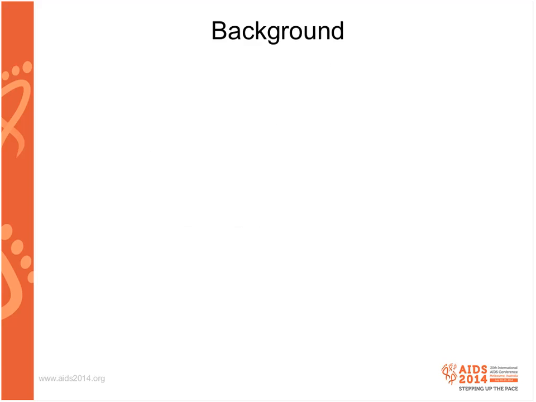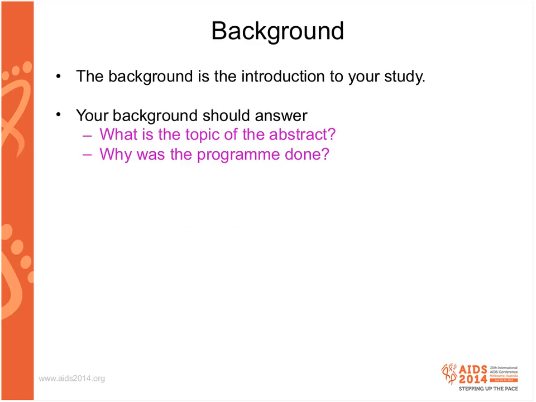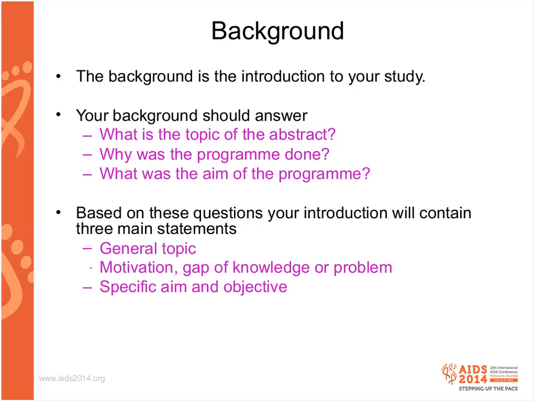Moving on to the background section. This is the introduction to your work. Here, 3 main messages need to be included, by answering the questions: what is the topic of the abstract? Why was the program done, or the project or policy? What was the aim? This will give your readers information about the general topic, the motivation behind the program, and the aim, what you try to achieve with your work.